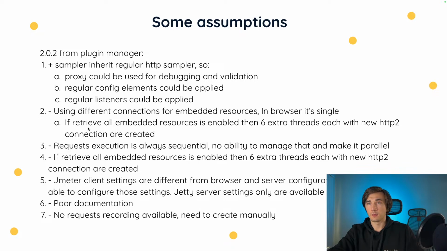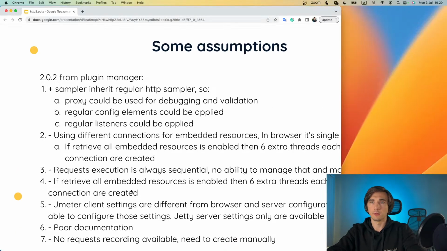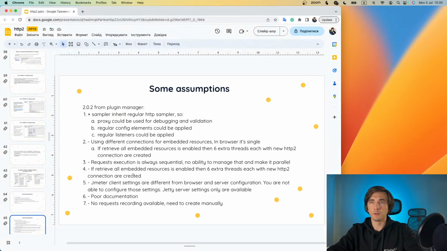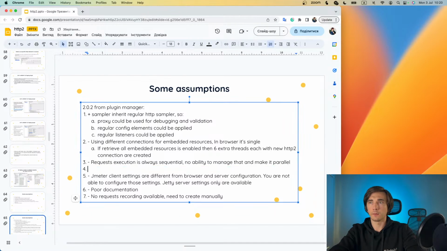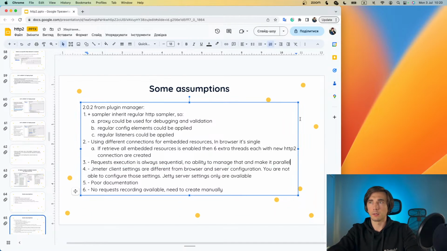Then requests are always executed sequentially, so we are not able to utilize this multiplexing and send them in parallel. So if we have all embedded resources enabled and click enable parallel downloads, then it creates extra connections that should not be done.